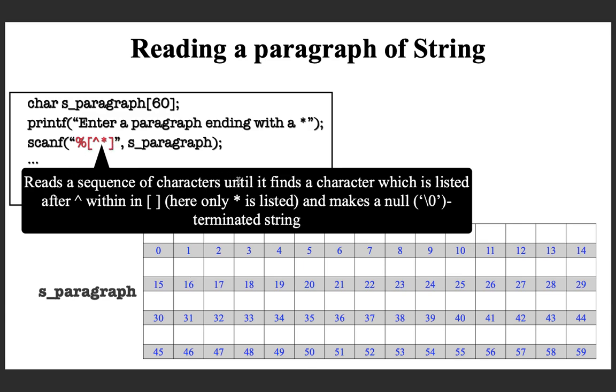It reads a sequence of characters until it finds a character which is listed after the caret within the square brackets. So after the caret, in this particular case, only star is listed. That means this will continue reading until it finds a star. So if you want to read a paragraph that ends with a special character like star, you can go for it. It will continue reading until it finds one of the symbols listed here after the caret. In this example, I have listed only star, but you can list any characters in C, and the moment it gets to the first character listed over here, it will stop. So that's it.